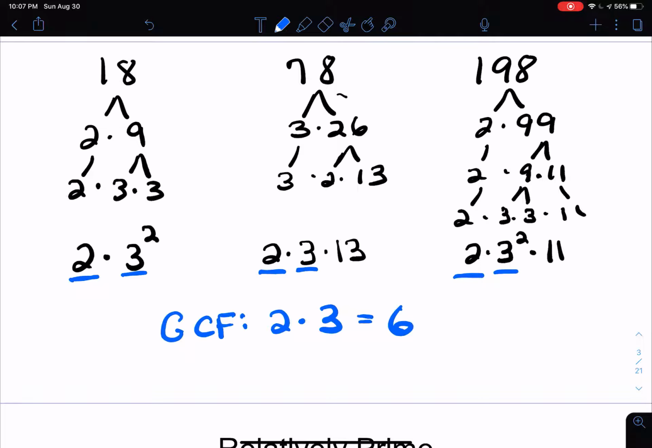Now if you'd gone through and listed all your factors of 18, 78, and 198, 6 would have been the biggest one they all 3 had in common.